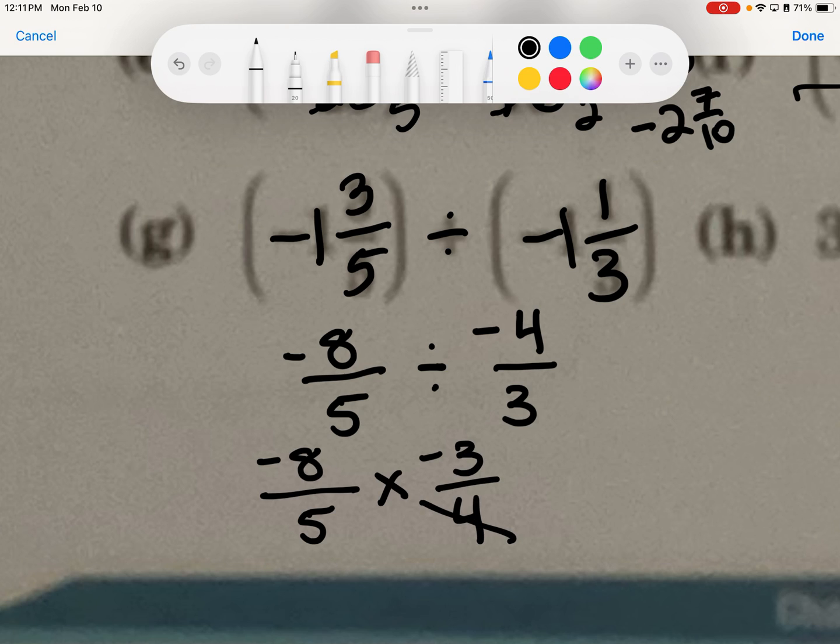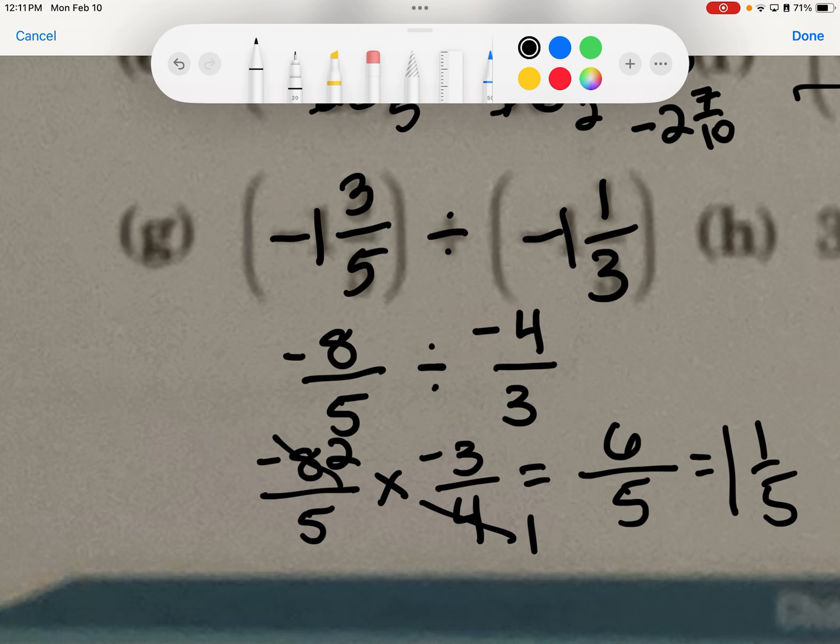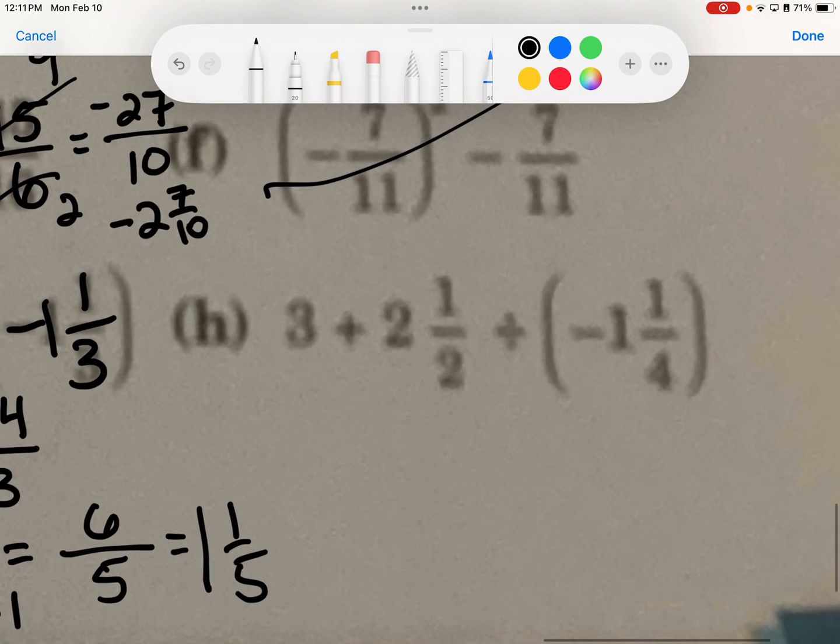And then look over here. We have 1 and 2. So negative 2 times negative 3 equals 6 over 5, which equals 1 and 1/5. All right, let's do this last guy.